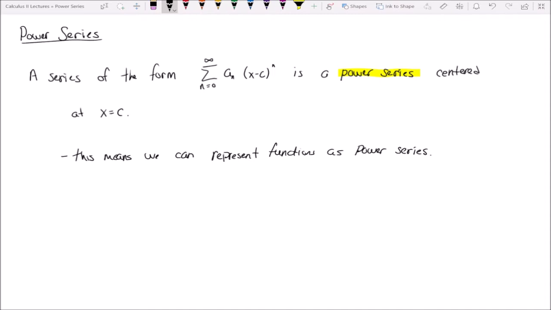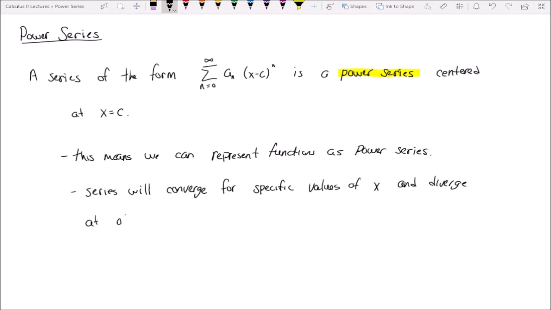Now, obviously the series will converge for specific values of x, and diverge at other values. So a power series may not give you a function that converges over the function's entire domain.